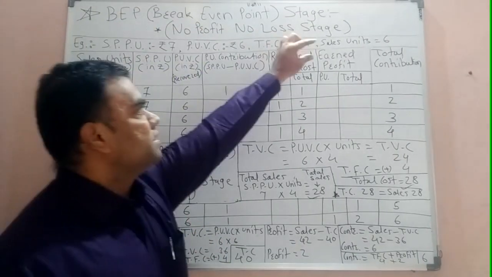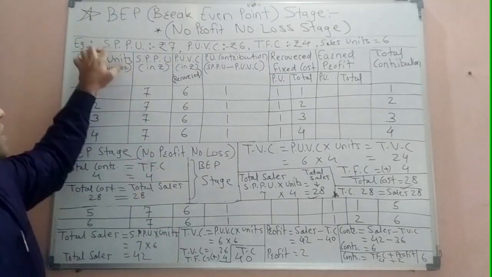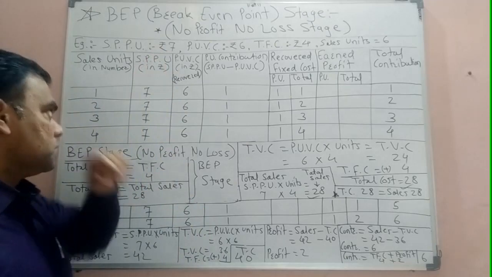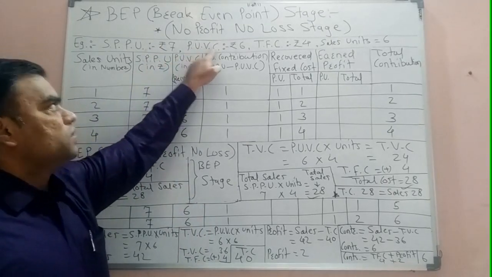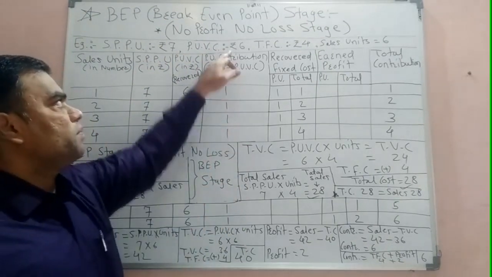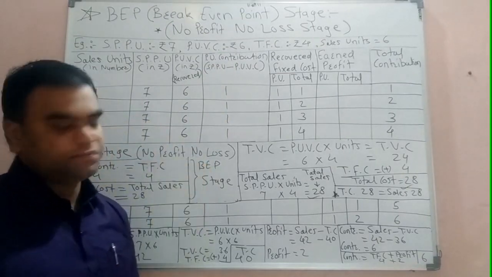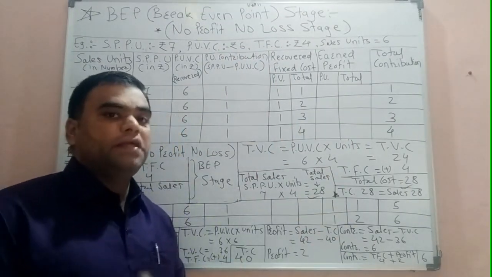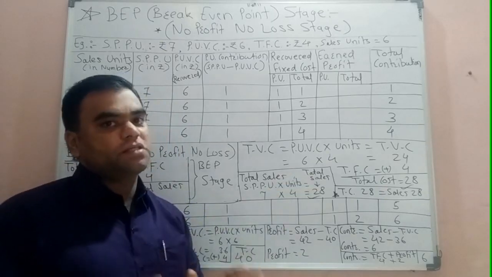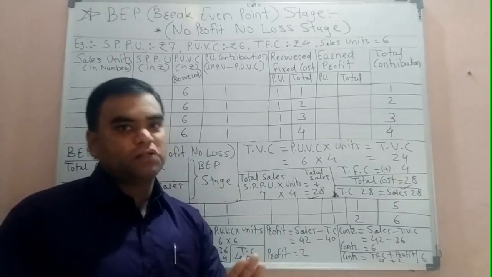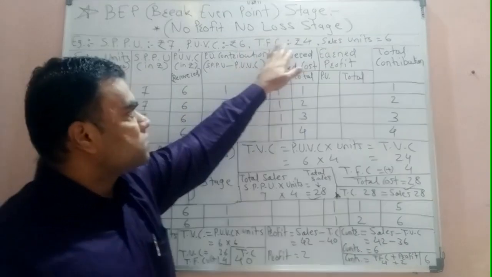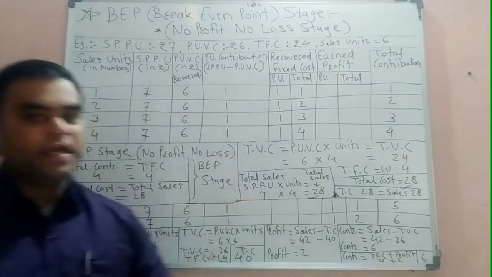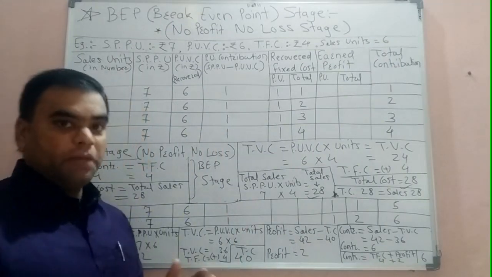This is our example. SPPU, selling price per unit: the selling price of a single unit is rupees 7, suppose. And PUVC, per unit variable cost, is rupees 6, meaning the cost of manufacturing one unit. Then total fixed cost, not per unit but of the whole company: suppose rent, salaries, depreciation, all expenses together are rupees 4. I have taken small figures so you can understand easily. So total fixed cost is rupees 4 and the number of units sold is 6. With the help of this example, we are going to discuss when BEP stage comes.